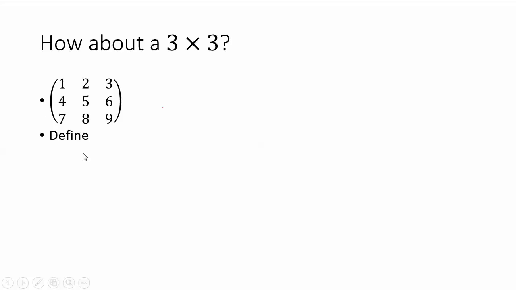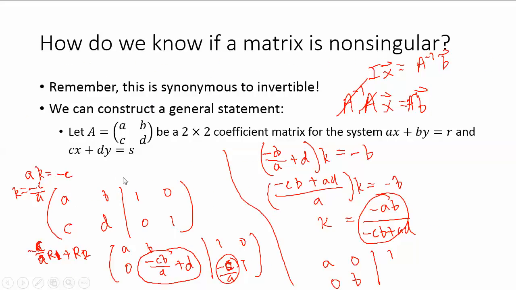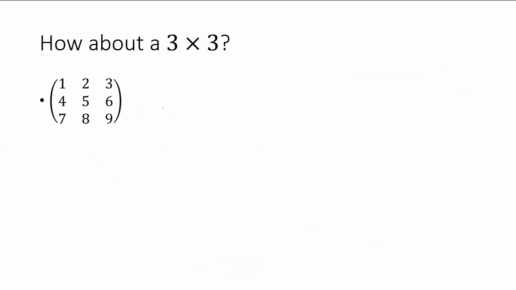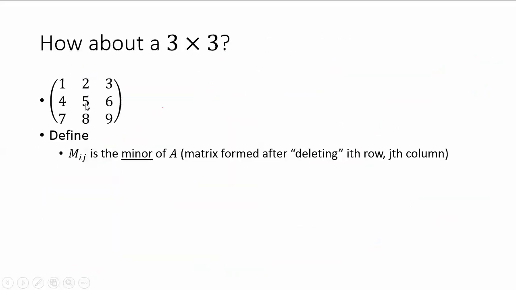Now, the way we would come up with a 3 by 3 is much the same way we would come up with the determinant of a 2 by 2, going through that generic process back here of trying to do all this heavy algebra. But the pattern, mathematicians noticed, would look like this. They needed to define a few terms, first of all. So Mij is what we call the minor of A. And this is the matrix that we would form if we were to delete the ith row and jth column of that matrix.